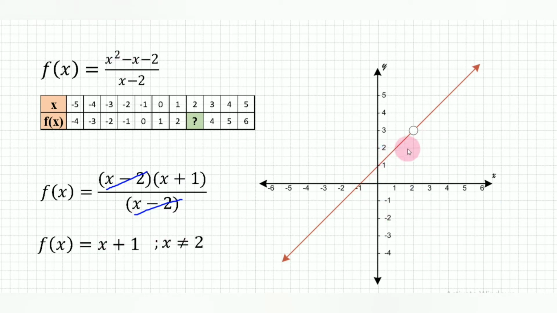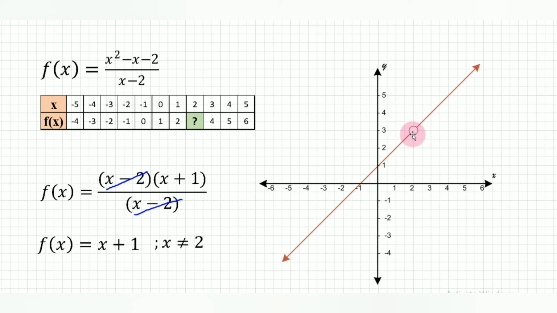And how to locate the open circle or the hole? Just use the simplified equation, which is x plus 1, and use the x equals 2 here, substitute to the equation, so it is 2 plus 1, it is 3. So (2, 3), this is the location of the open circle or the hole. Okay, so that's how you locate the open circle.